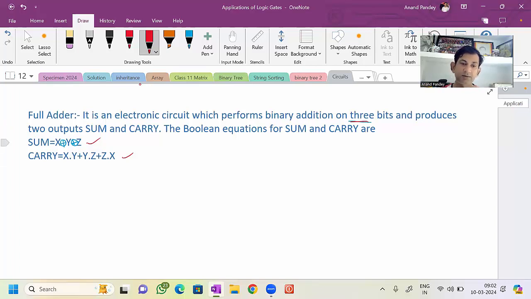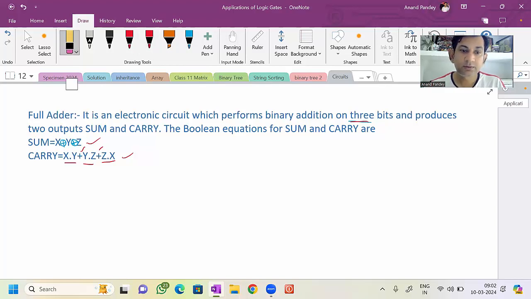So let me tell you, for sum we require one XOR gate. There will be three inputs X, Y, Z, and for sum we require one XOR gate. Now for carry, one AND gate for X dot Y, one AND gate for Y dot Z, and one AND gate for Z dot X. These three AND gates will all be joined with one OR gate for these plus signs.